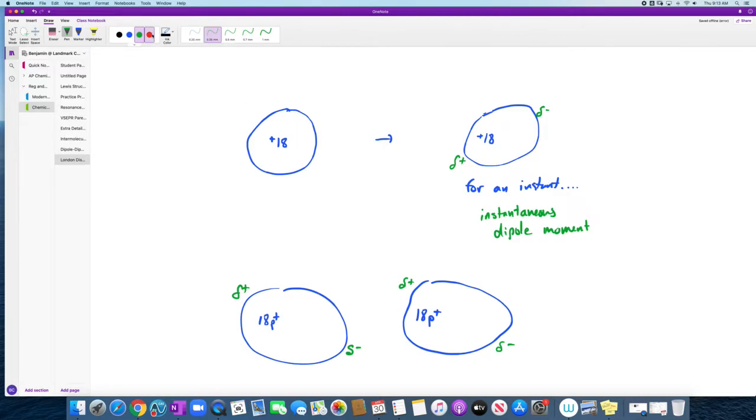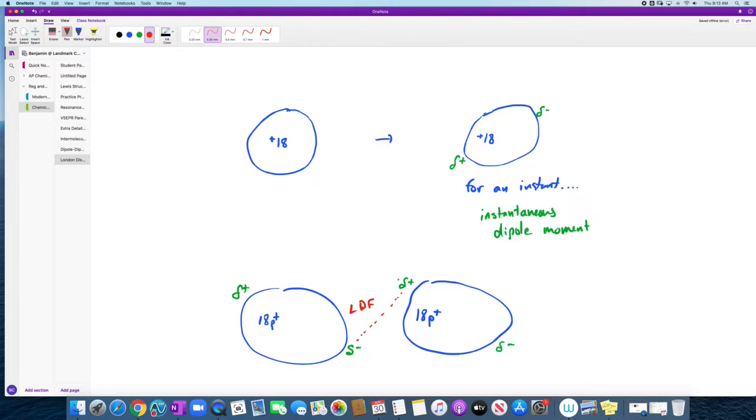And now check this out. Now we have a negative charge here and a positive charge here. That's an intermolecular force. And that's what we call a London dispersion force. Just for a moment, this instantaneous dipole moment has induced or created an instantaneous dipole moment in a nearby neighboring atom. And now we have a positive charge and a negative charge which attract.